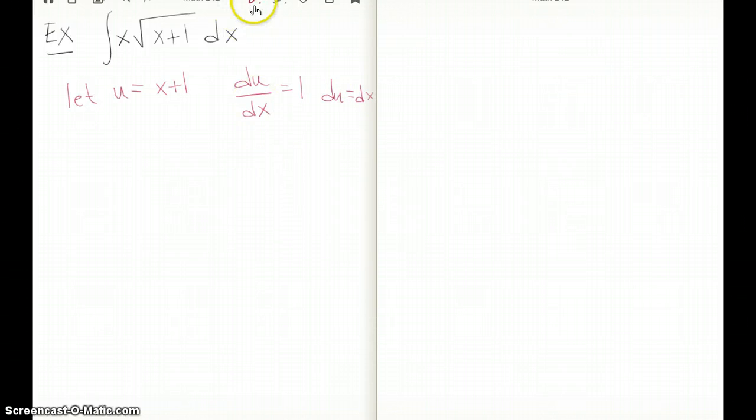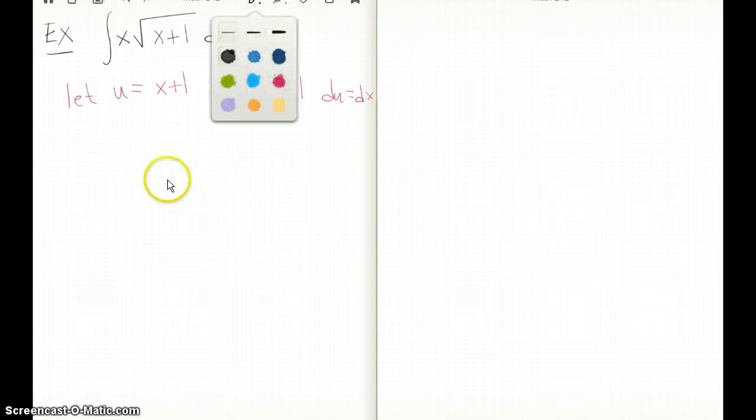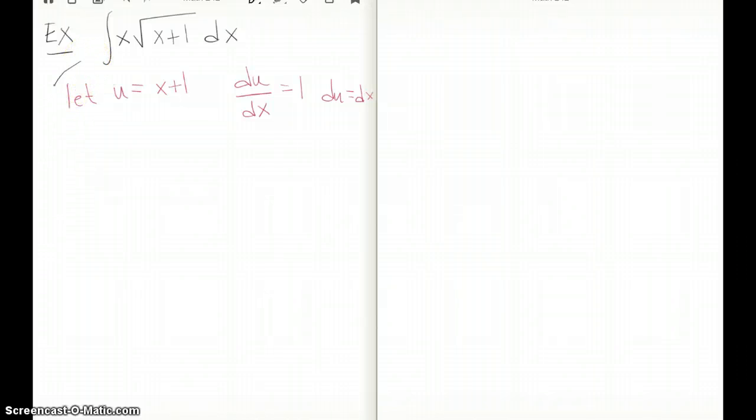Okay, so let's start rewriting our integral now. If I rewrite this as an integral, I'm going to let that x try to cancel away, because I'm just going to replace the dx. Square root of x plus 1 is u. dx is du. Hold on a second. The x isn't going to cancel. Oh boy.